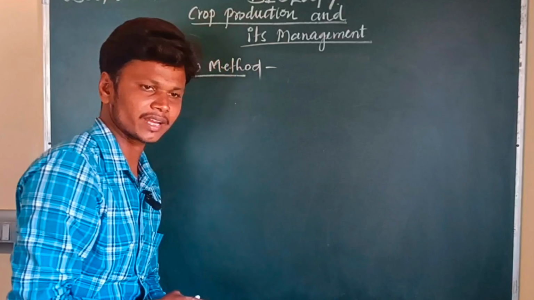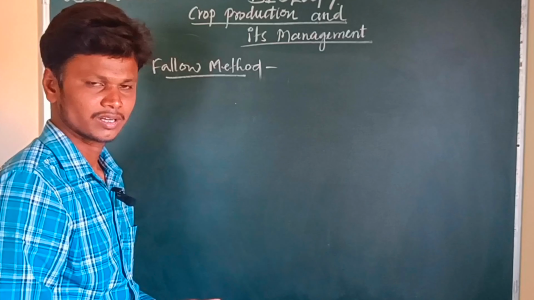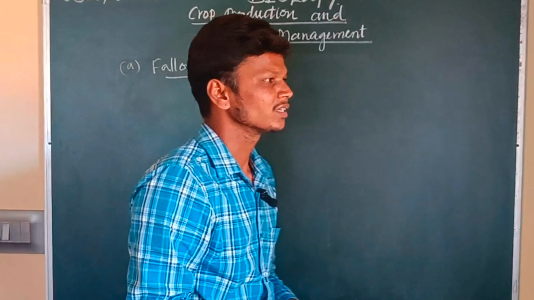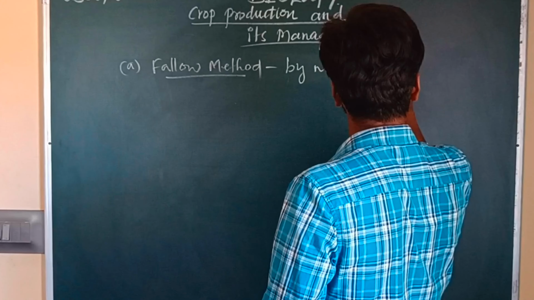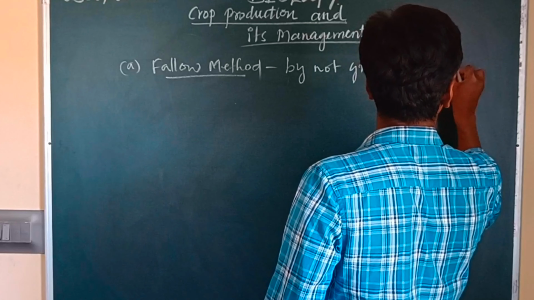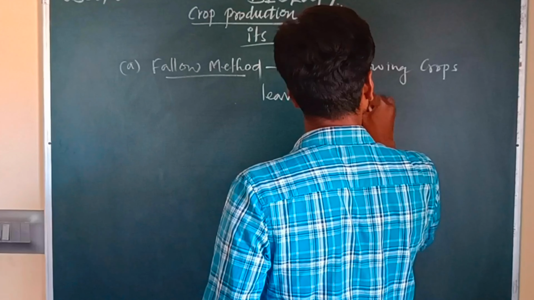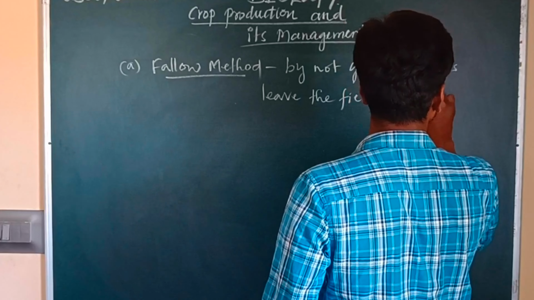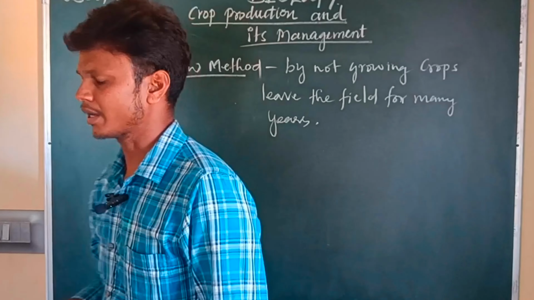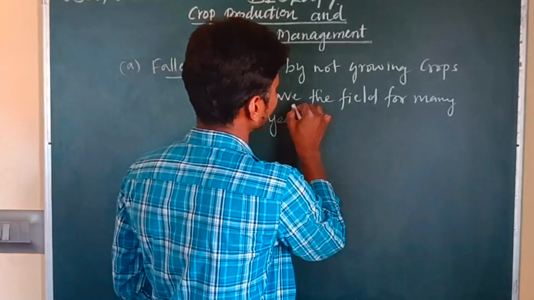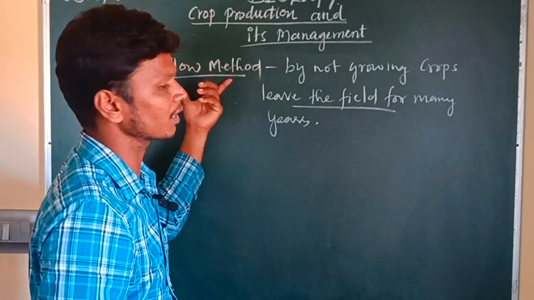So in this method, we will not grow any crops for 5 to 6 years. Okay, by doing this, what will happen? By not growing crops, we leave the field for many years. Okay, for many years what we are doing? We are leaving the field without cultivation. This is one method where we can enrich the soil.